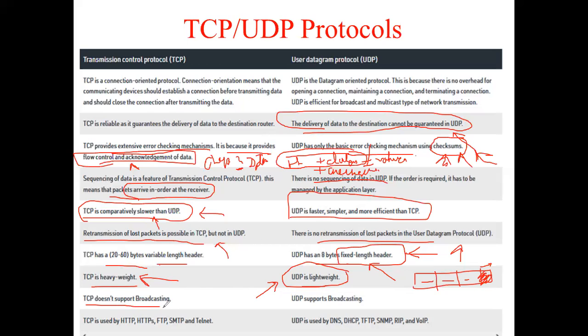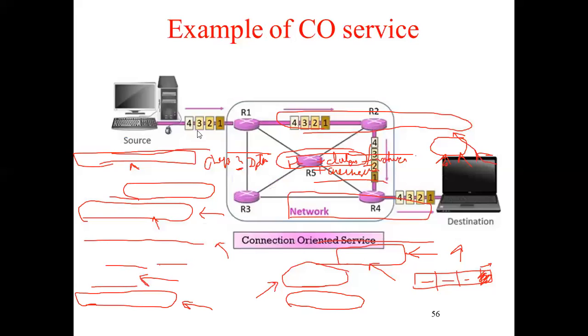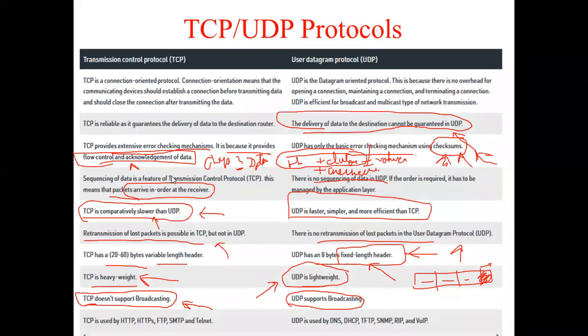TCP does not support broadcasting, right? So in a service where broadcasting is required, TCP cannot support it. But what does UDP do? Because packets can move in any direction, broadcasting is possible in the case of UDP, whereas in TCP, they are coming through the same dedicated path. So how could broadcast be possible in this case? It is not possible. So yes, TCP is reliable, but there is a problem, that is broadcasting, right?